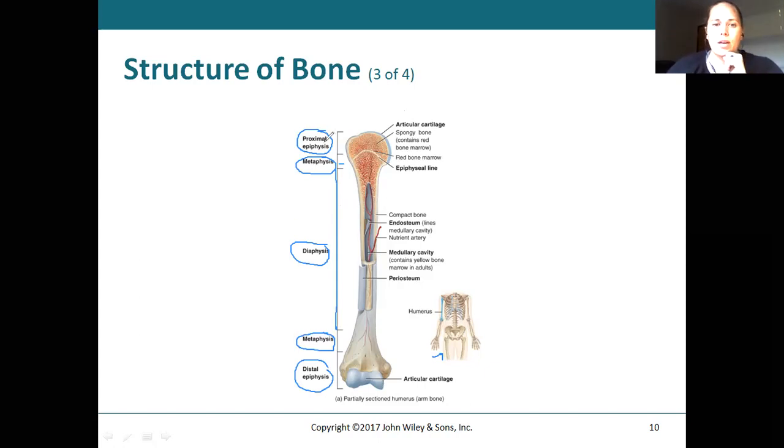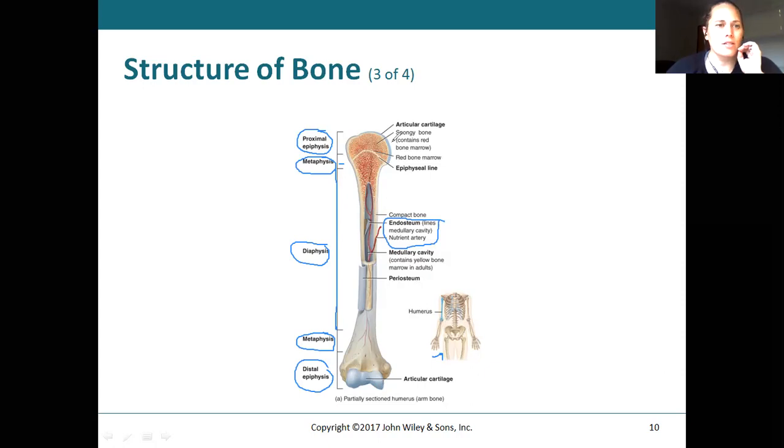So if we look at, let's say, the diaphysis, we'll see that there's that endosteum, and that lines that medullary cavity, and assists in the production of the nutrient artery.